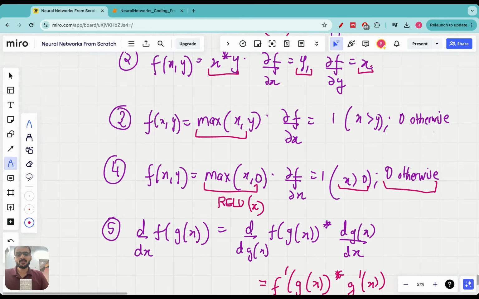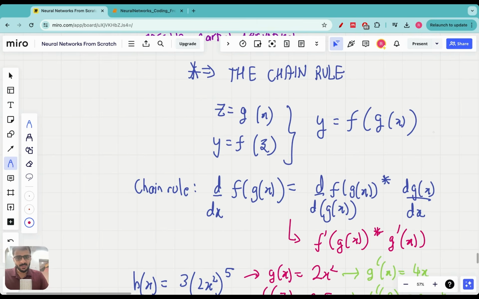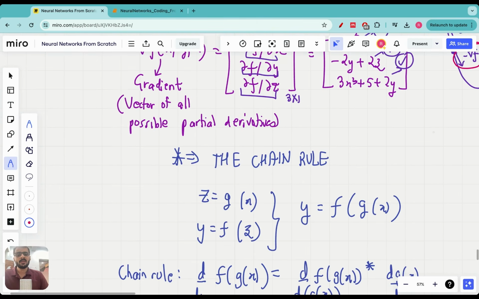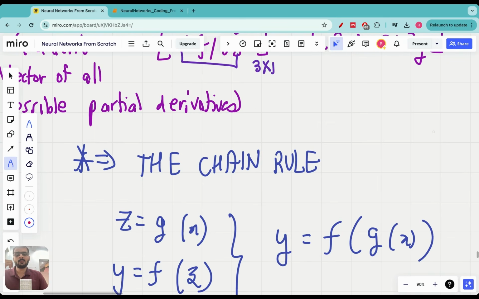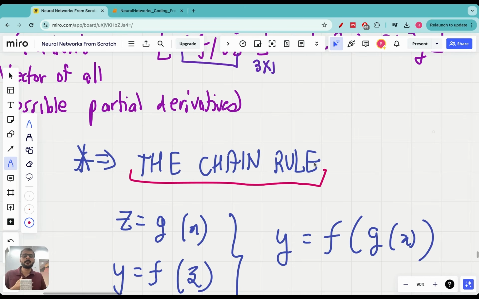So I hope you have understood the concepts of derivatives, partial derivatives and gradient. In the next lecture, we'll be looking in detail about the chain rule, and we'll understand it because it is the backbone of back propagation. So thank you so much everyone, and I'll see you in the next lecture.